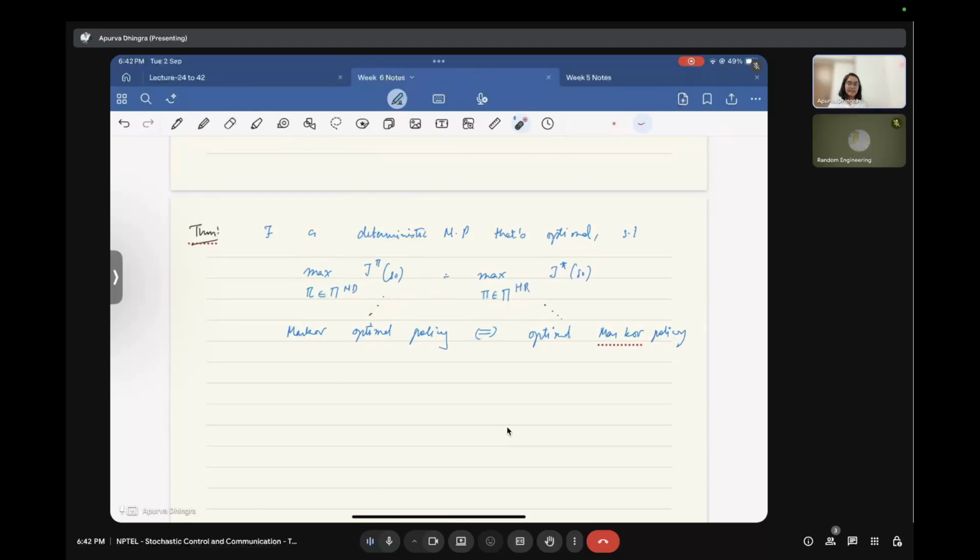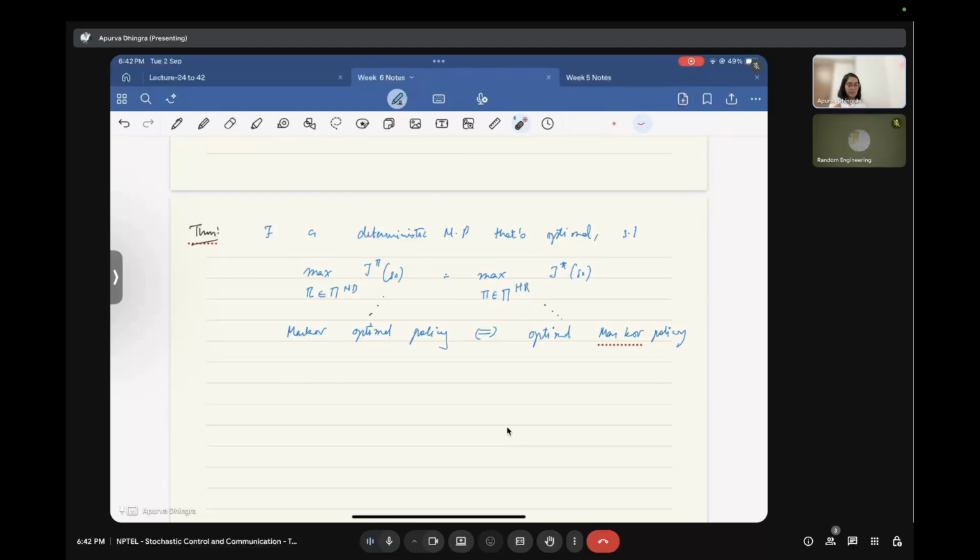Getting to a point like this is actually a relief, because if we were to go through all the randomized policies, the set of randomized policies is huge. Having to go through all of them at every time step is a huge task. And this particular theorem says that that's not required.